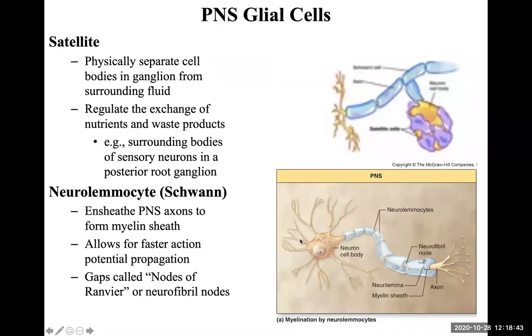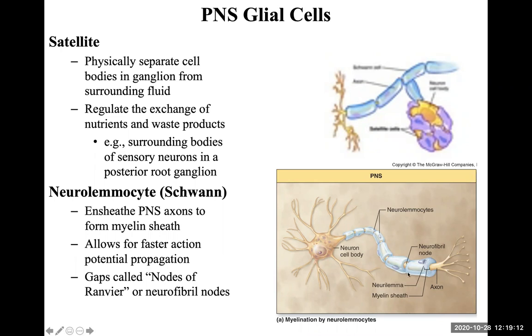Which nicely brings us to this slide. That's it for central nervous system glial cells. Within the peripheral nervous system, let me start first with the Schwann cells, which are also called neurolemmocytes. Schwann cells are the functional equivalent of oligodendrocytes for the peripheral nervous system. They myelinate axons in the peripheral nervous system, and again, they do this in a very different way than the oligodendrocytes.